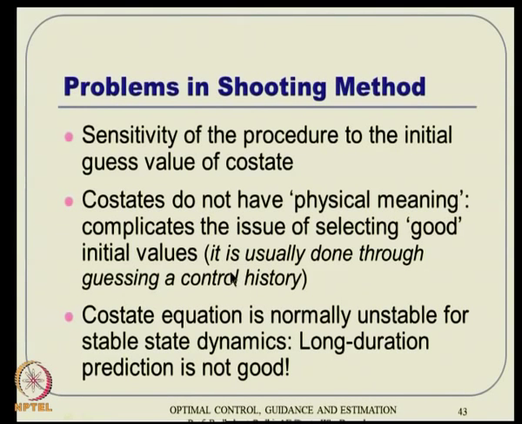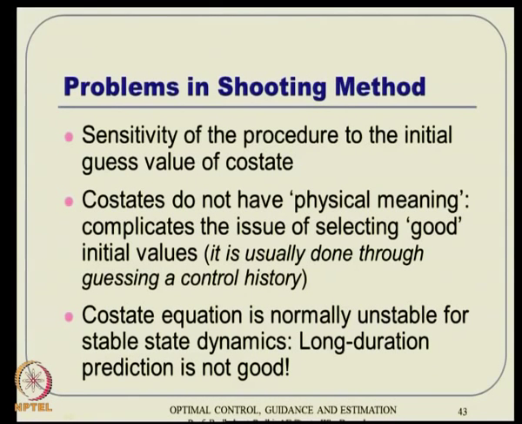That is why it is usually done by guessing some sort of control history. So we guess a control history from T0 to Tf, and we have x 0. We go forward with that control history, find lambda f from the boundary condition, and integrate the co-state equation backwards to come up with a lambda 0 value.